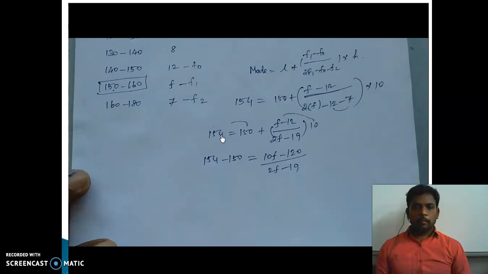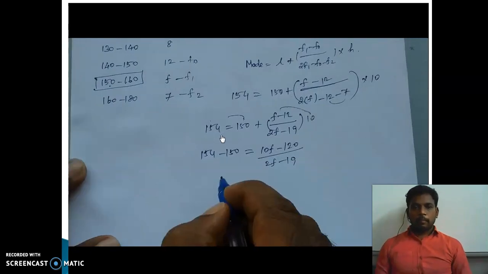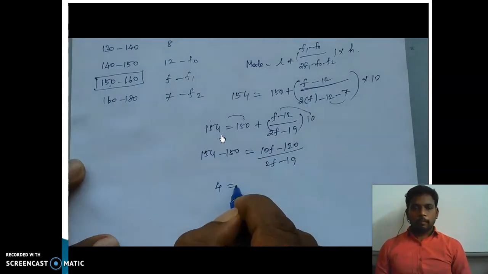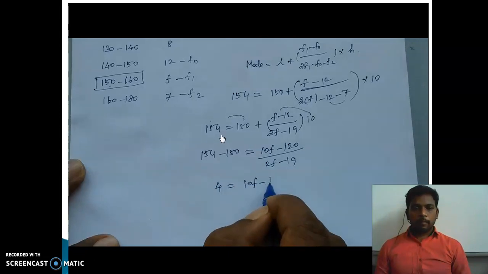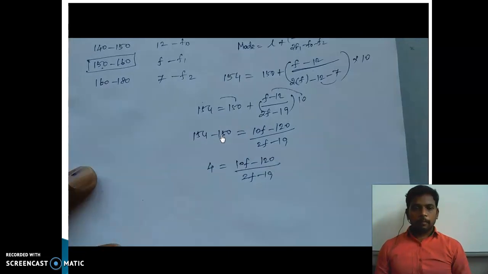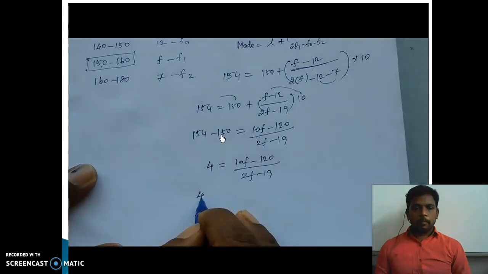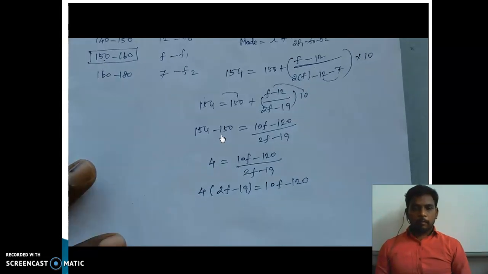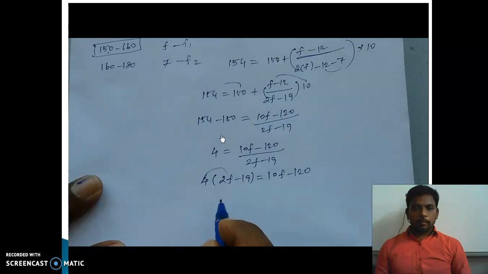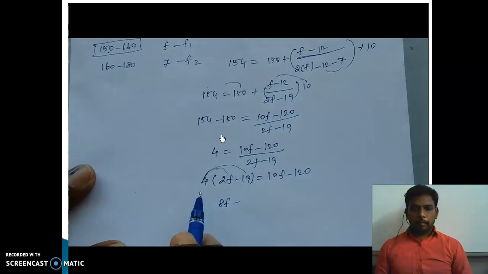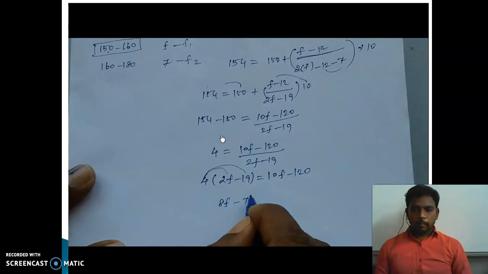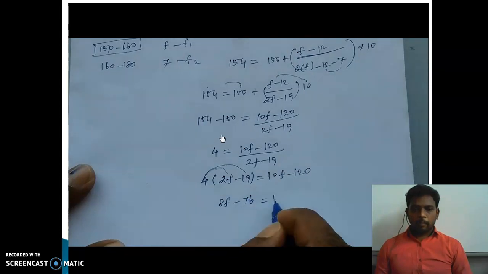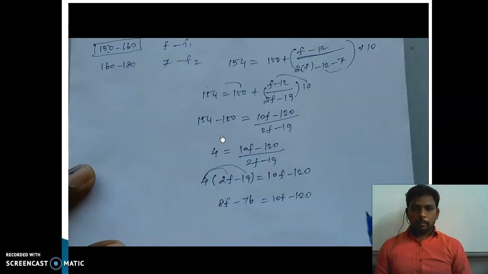Subtract it now: 154 minus 150, that is 4, equal to (10F minus 120) divided by (2F minus 19), and make a cross multiplication. So 4 into (2F minus 19) equal to 10F minus 120, and then multiply 4 inside the bracket. So 8F minus, and multiply 4 into this one, 76 equal to 10F minus 120.